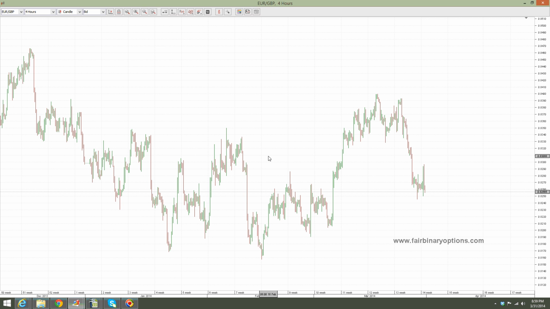This is fairbinaryoptions.com and we are looking at the EURGBP pound. This is a 4 hours chart, and even though the recent move to the downside looks to be from my point of view bearish, or let's say corrective, I would like to buy some call options here, and these call options will be from about this current level, as I started to feel a bit bullish on the pair.